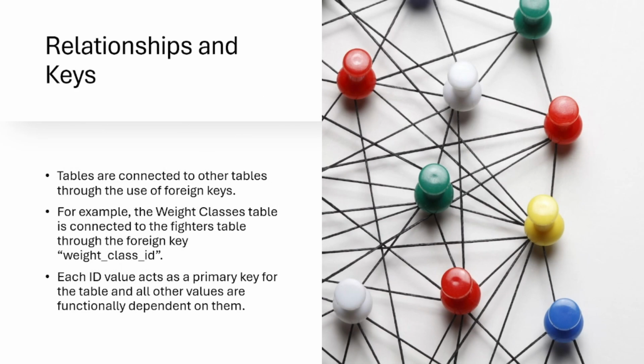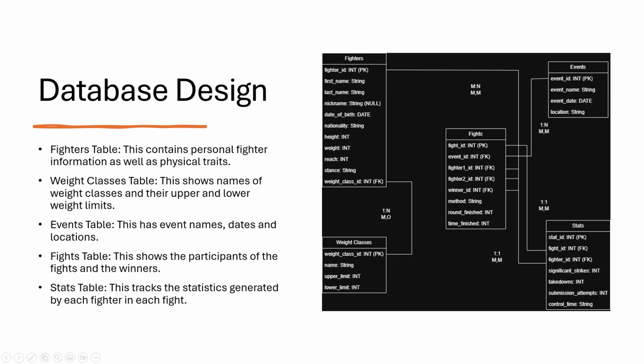Foreign keys such as weight class ID are used to connect tables between each other, and each ID acts as a primary key for each table. The fighters table has fighters' names, nationality, as well as physical traits such as weight and height. The weight class table has weight class name, upper and lower weight limits.